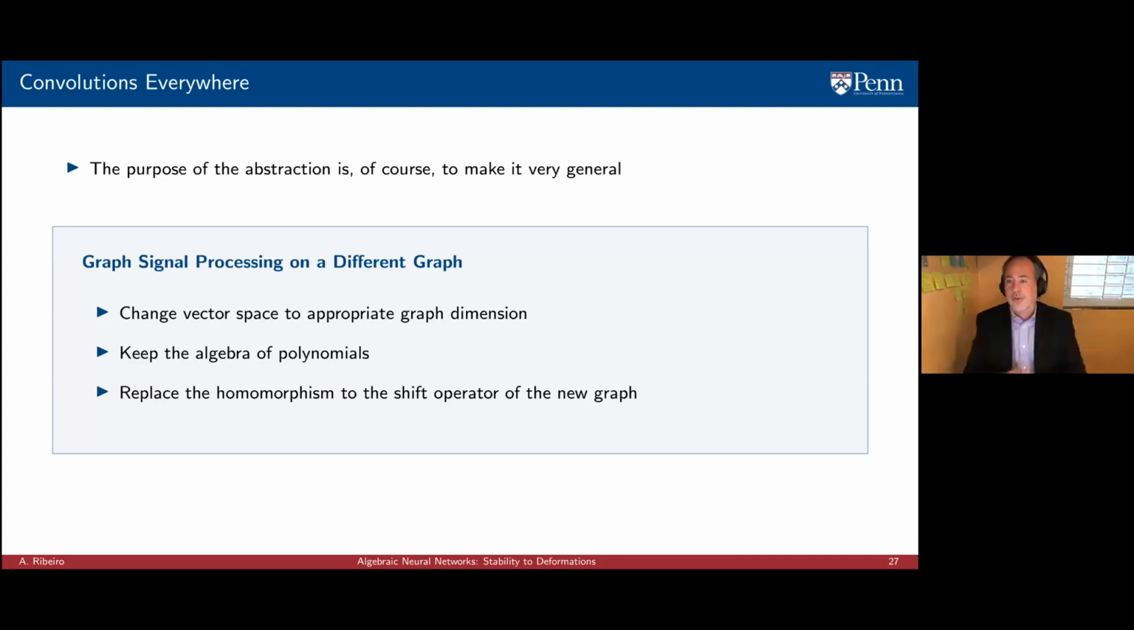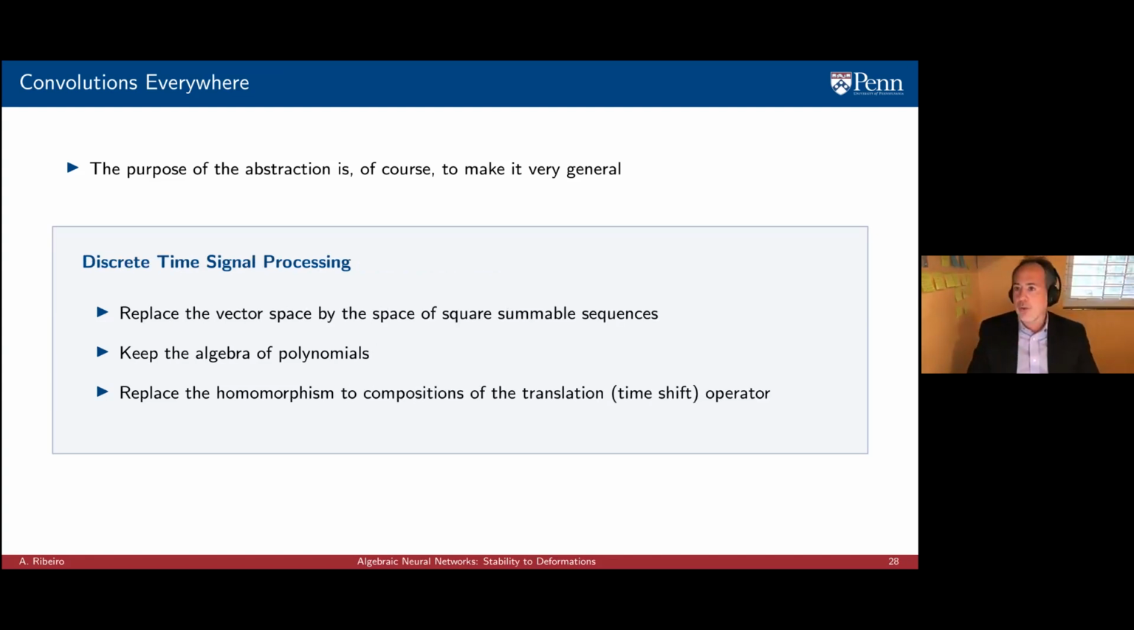Now, the value, of course, is that this is just one example, but the framework that I introduced is very general. For example, if you want to do graph signal processing on a different graph, you change the vector space to the appropriate graph dimension, you keep the algebra of polynomials, and you replace the homomorphism to the shift operator of the new graph. If instead you want to do discrete time signal processing, you want to process time sequences, the vector space will now be the space of square summable sequences. You still keep the algebra of polynomials, but you replace the homomorphism to compositions of the translation, the time shift operator.